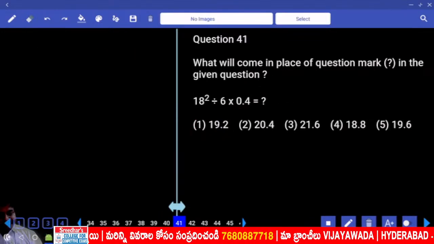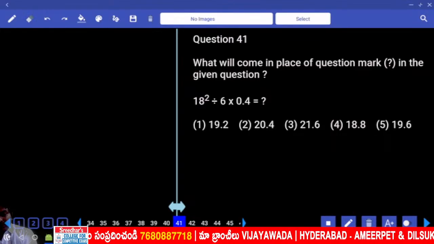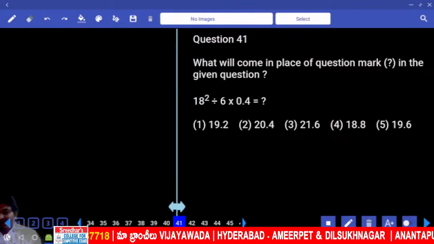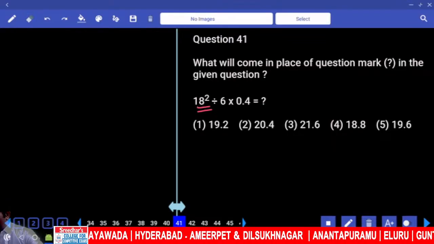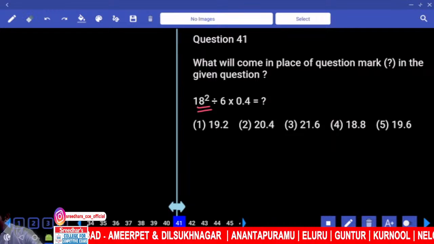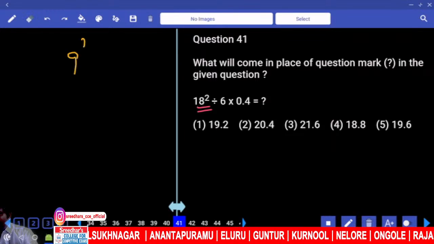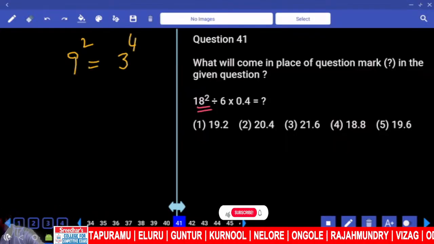Right. 18 square. 18 square can be written as 2 square into 9 square. 9 square we have, that means 3 power 4 is there. 9 square, which is equal to 3 power 4, which is a numerator or denominator.